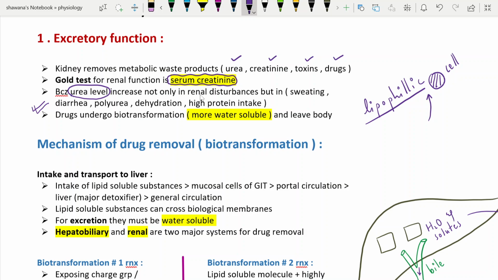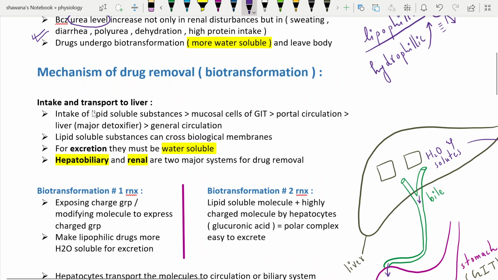But when the drug is more hydrophilic, meaning more water soluble, it likes to remain in the outside environment, not inside the cell, because it gets bounced back from the lipid bilayer. Okay, for the excretion mechanism, the drug must become water soluble, it must become hydrophilic. So, before discussing the functional aspects, let's discuss the mechanism of drug removal, and this is known as the biotransformation reactions.